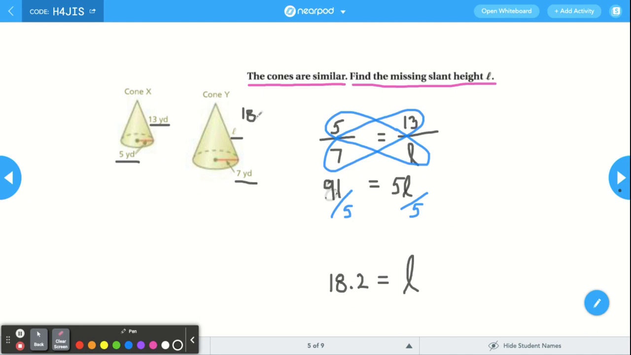So remember, the key here, when I was finding out the slant height, was to set up a proportion. We had the radiuses of both shapes over here. And then on the other side, I put the slant heights. And you notice that everything from cone X was on the top, everything from cone Y was on the bottom.